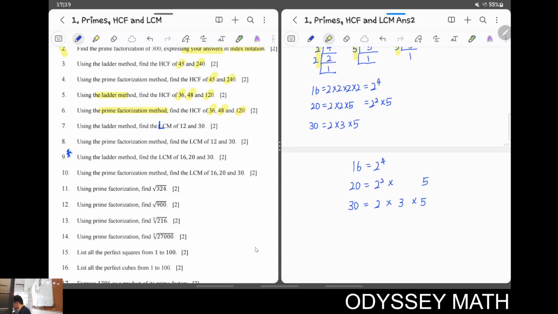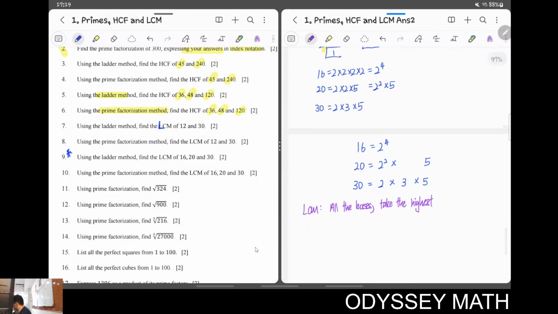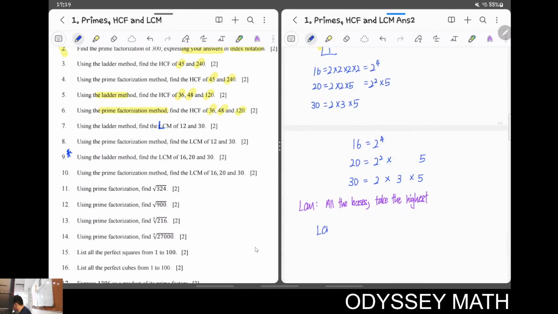Remember for LCM, I'm going to write in purple for you. So for LCM, all the bases take the highest. Okay, so for this, the LCM will be equals to, so base 2, all the bases take the highest, to the power of 4. Okay, we're going to take to the power of 4 times, well, base 3 just take 3. 3 is the highest, so times 3. And then base 5, we just take 5, that's just the highest. So the LCM over here will be 2 to the power of 4 times 3 times 5.